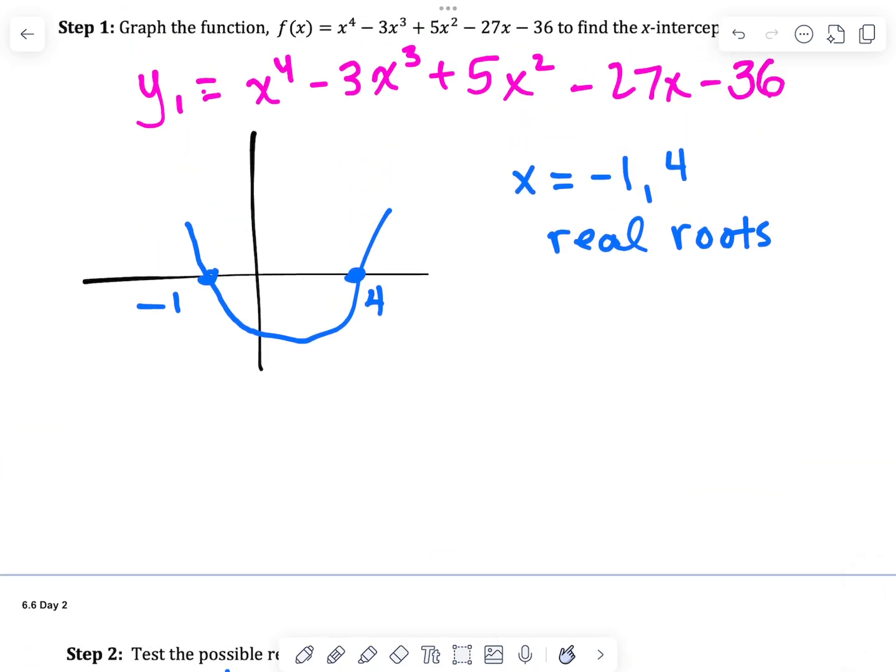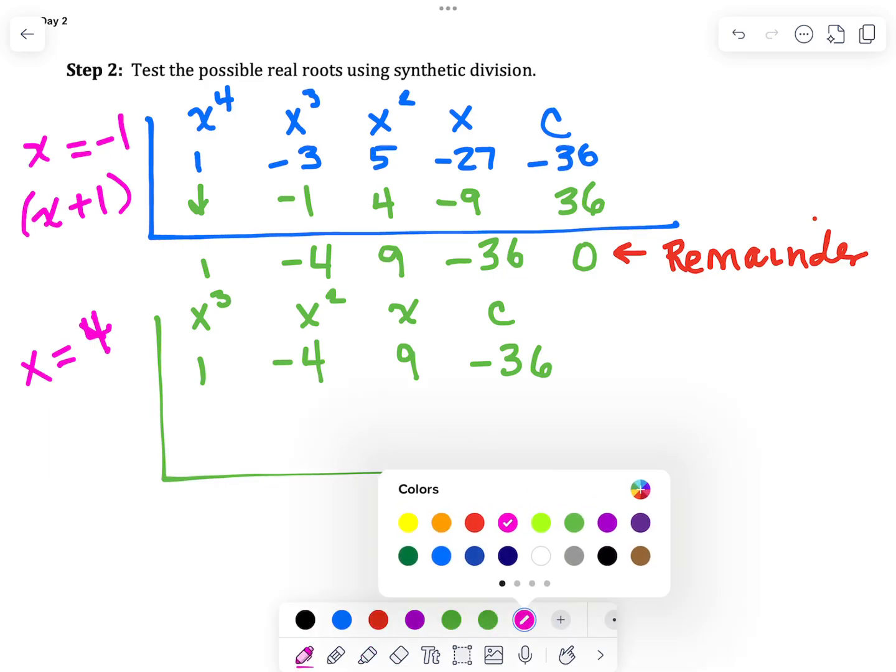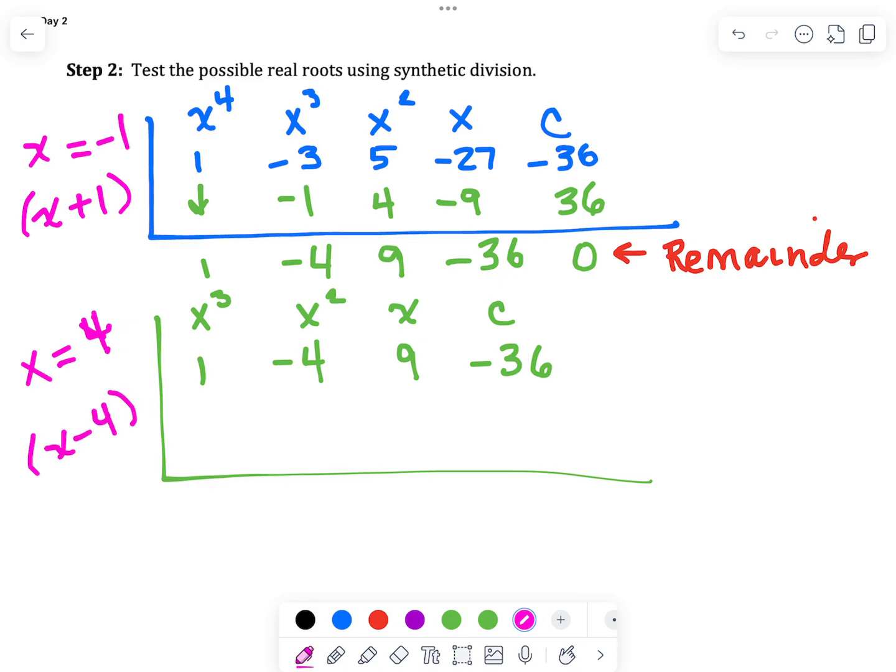So the second root was 4. So now we do synthetic division with x equals 4. As a factor, it's going to be x minus 4. So now we do our synthetic division. We bring down the 1. We multiply by 4, and we get 4. We add the column. We multiply 0 times 4 is 0. We add the column. We multiply 9 and 4 and get 36. And we add the column.